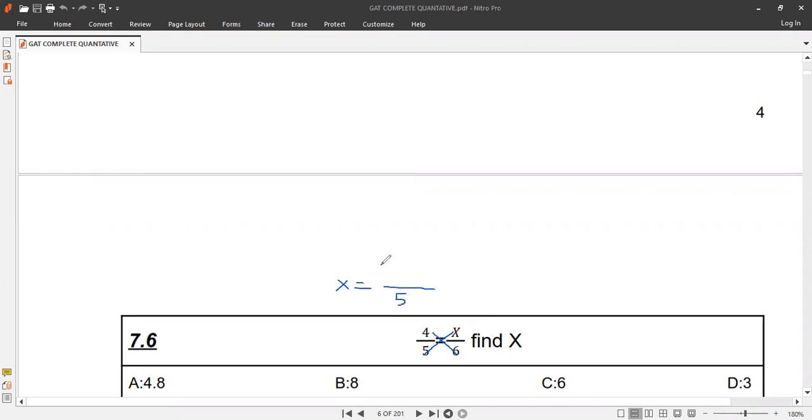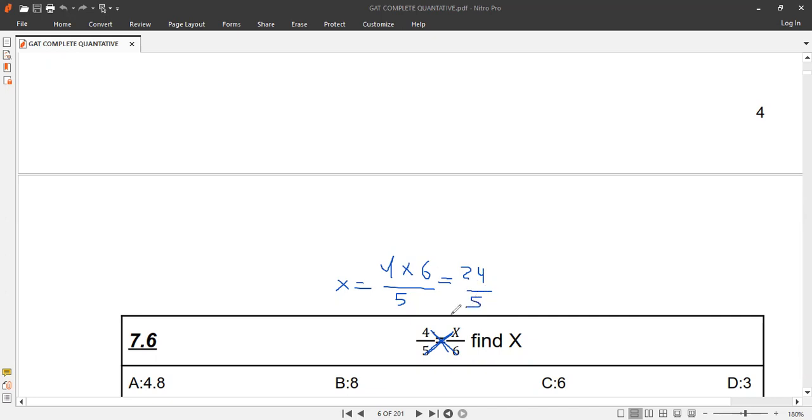I multiply 4 by 6. Directly use this way. Here again, cross multiplication. Then x multiplied by 5 equals 4 multiplied by 6. So I put 5, which is the friend of x, down, and I multiply 4 by 6. 4 multiplied by 6 equals 24. 24 over 5.